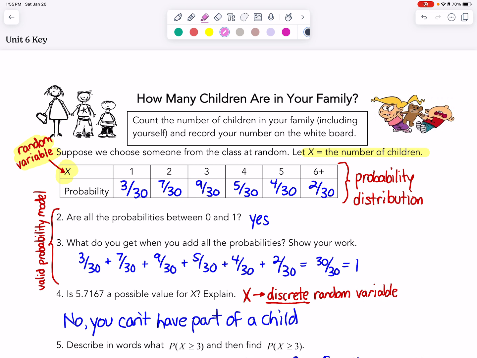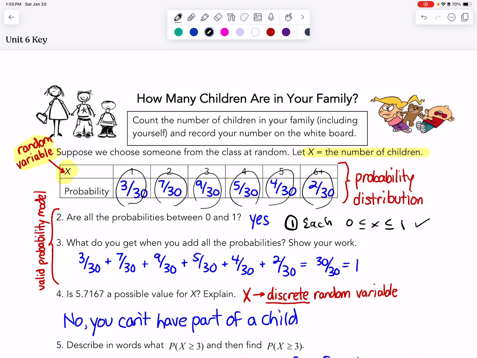All right, so is it a valid probability model? In order for it to be a valid probability model, there are 2 things you have to remember, and on the test, this is number 1: each probability has to be between 0 and 1, because 0 is 0% and 1 is 100%. So each one of these has to be between 0% and 100%, and they all are.